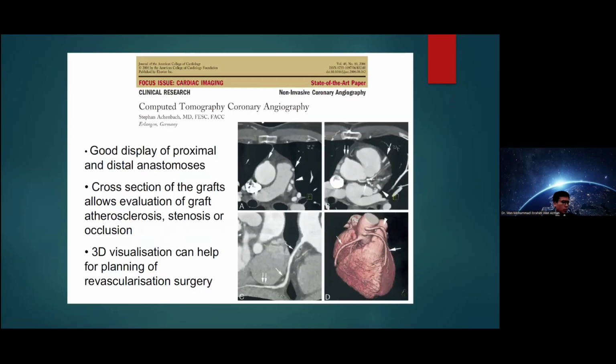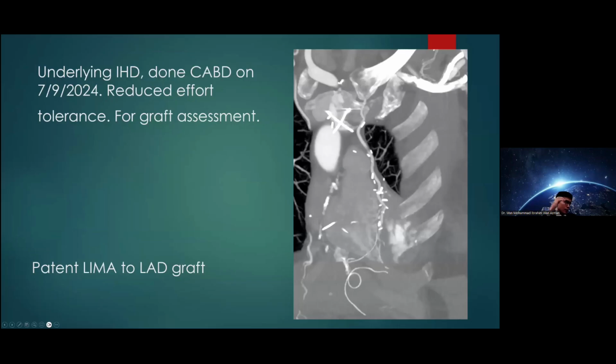So CT is also used to assess the patency of bypass grafts. It shows good display of proximal and distal anastomosis. It can evaluate graft atherosclerosis, stenosis, or occlusion. We can also do 3D rendering to help planning for revascularization surgery. So this is an example of a patient who we did CT to assess the bypass graft. She's a 70-year-old lady with reduced effort tolerance, and CT shows a patent LIMA to LAD graft.